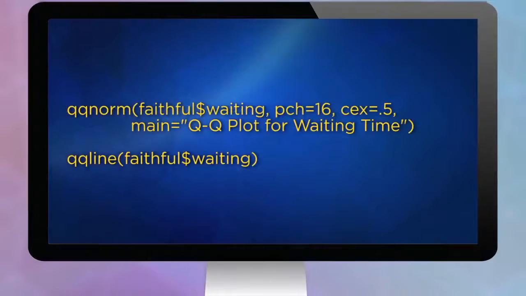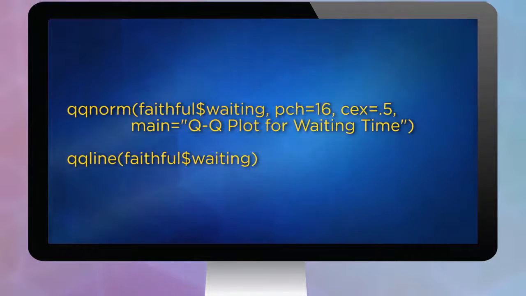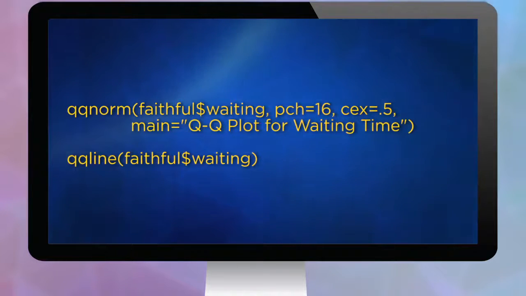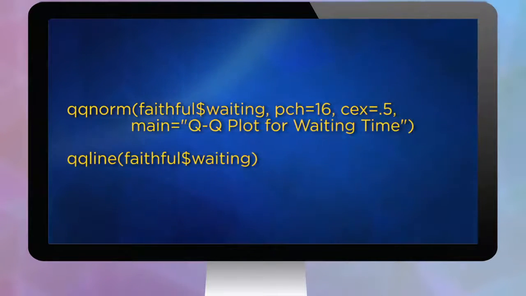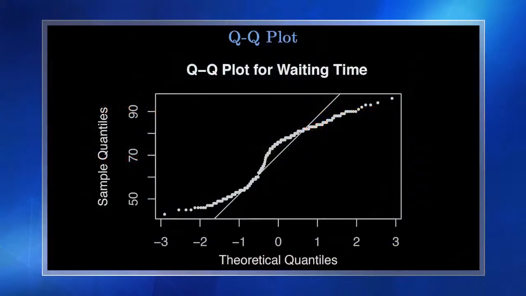What if we wanted to do a QQ plot of our Old Faithful data to see if our faithful data had a normal distribution underlying it? Well, the code we use for that is QQ norm of faithful$waiting with a plot character equal to 16. The cex command, set equal to 0.5, says that the plotting symbols will only be half of the default size. We could add the QQ line to that, and here's our output.